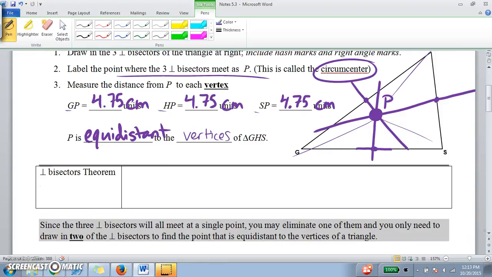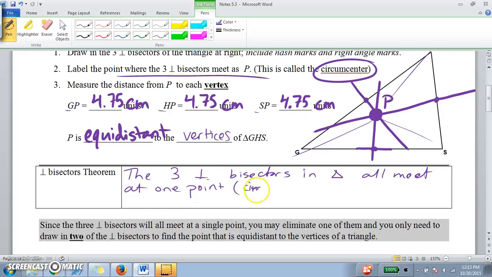So the perpendicular bisectors theorem says that the three perpendicular bisectors in a triangle all meet at one point. And again, that's called the circumcenter. And this point is equidistant to the three vertices.